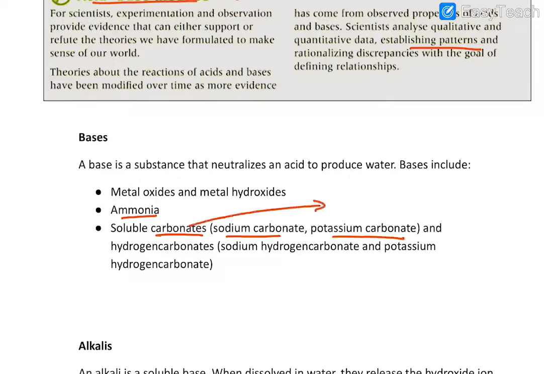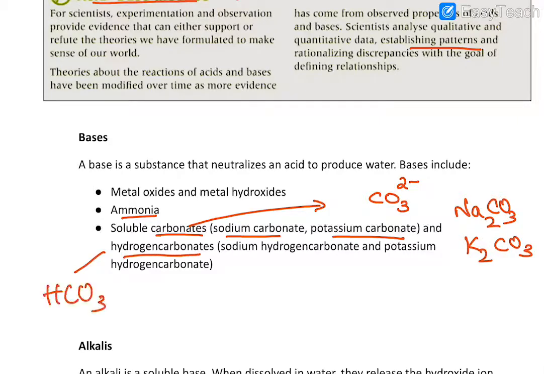If you still remember, carbonate is a radical, CO3 valency 2, so CO3 2 minus. So you'll have sodium carbonate, Na2CO3, and potassium carbonate, K2CO3. Hydrogen carbonate is HCO3, has valency 1, so HCO3 minus. Sodium hydrogen carbonate, NaHCO3, potassium hydrogen carbonate, KHCO3.